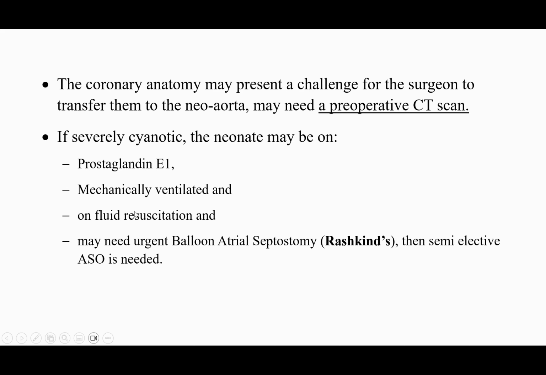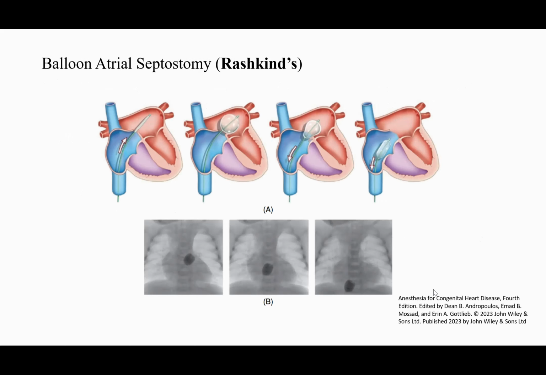So sometimes these patients are dehydrated, and with the dehydration the cyanosis increases and the patient may present with heart failure. So usually when these patients arrive, they need resuscitation, maybe mechanical ventilation, prostaglandin E1 infusion, and may need balloon atrial septostomy, the Rashkind operation, to widen the PFO to become a proper ASD for better mixing.